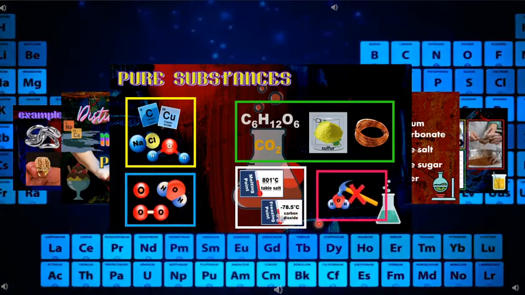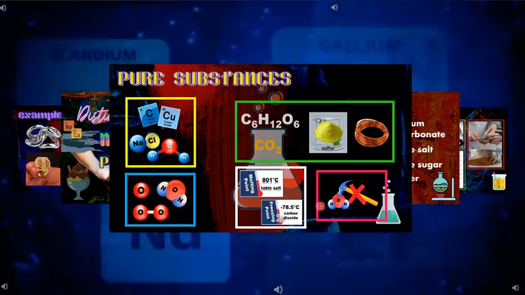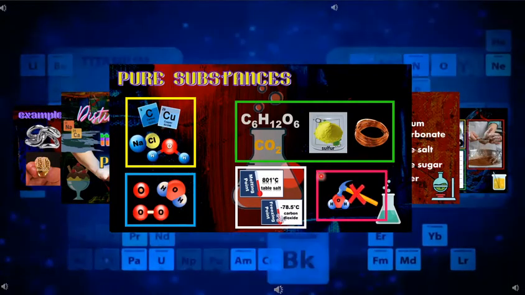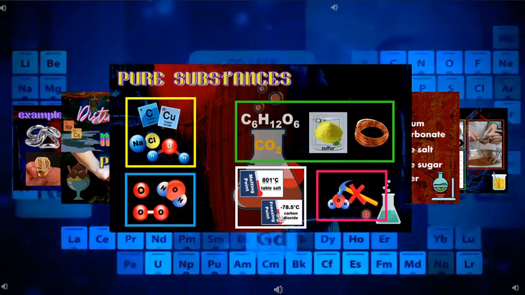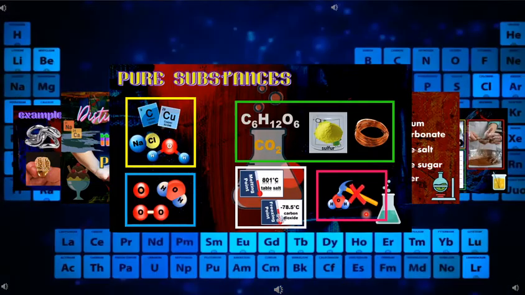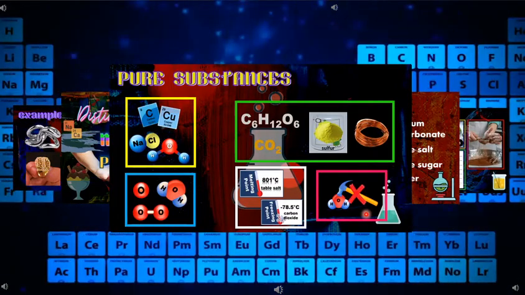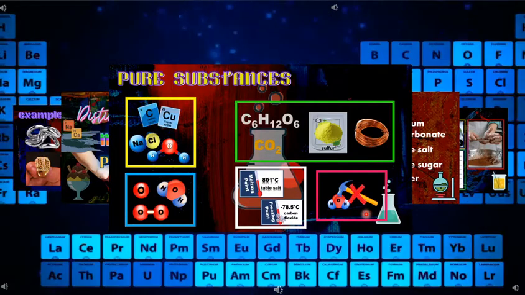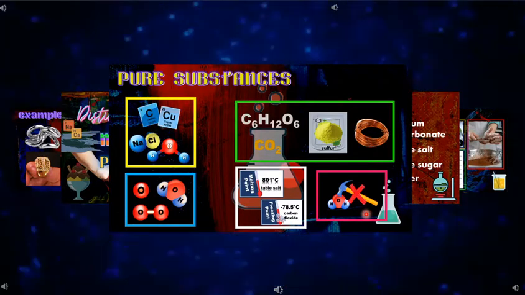Lastly, pure substances can never be broken down or separated into components by any form of physical process. Compounds can be broken down or separated into simpler components by chemical means, but not elements.